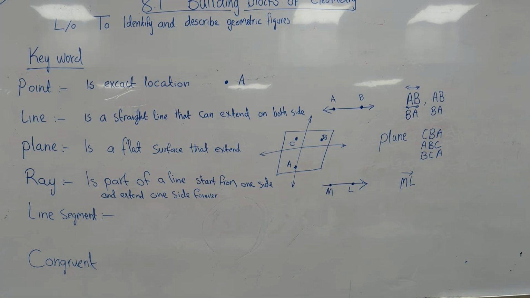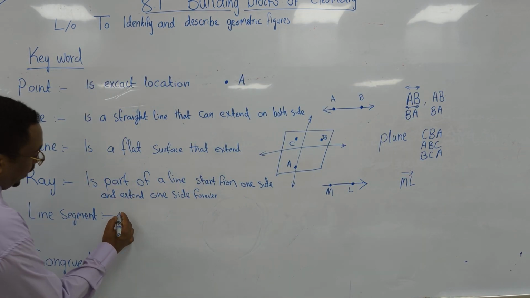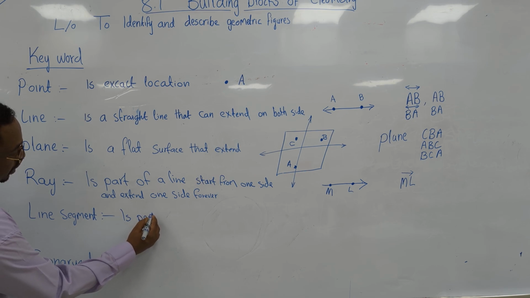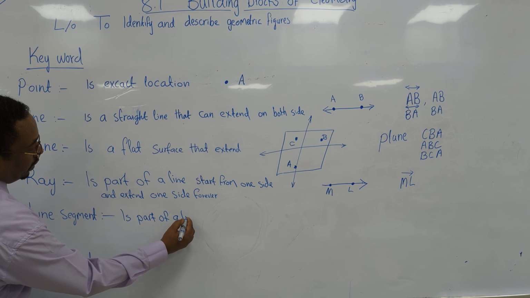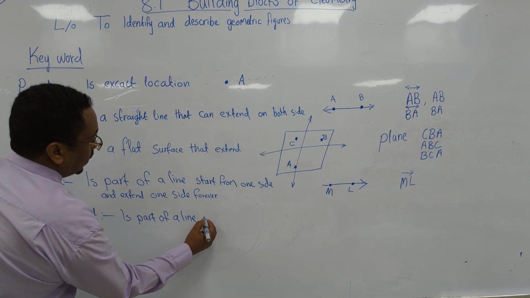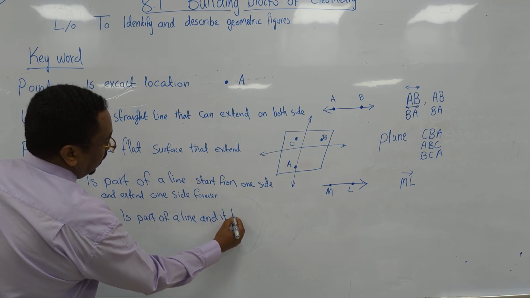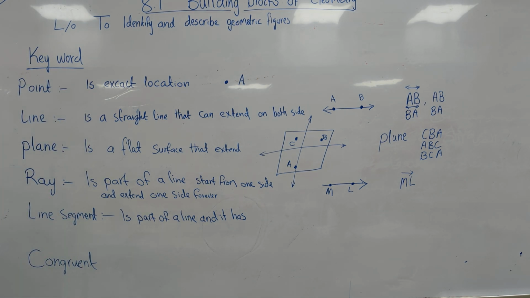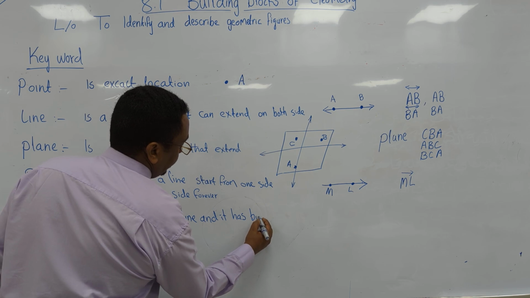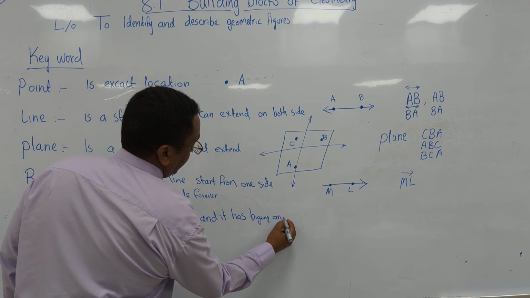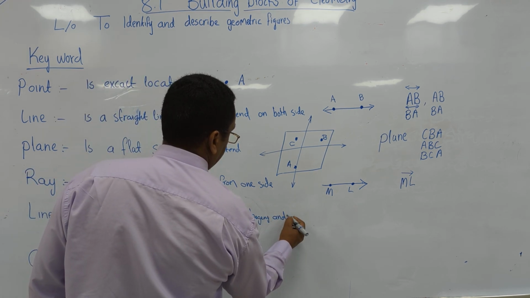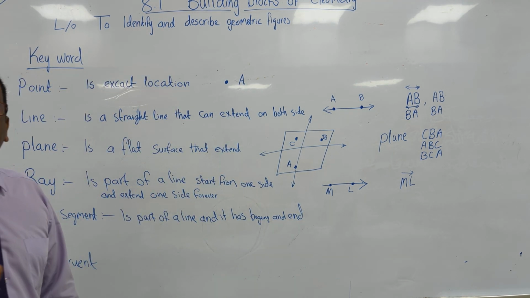So let's write down what a line segment is. A line segment is part of a line and it has a beginning and end. So write down that. A line segment is part of a line, it has a beginning and end. So you have somewhere to start and you have somewhere to end.